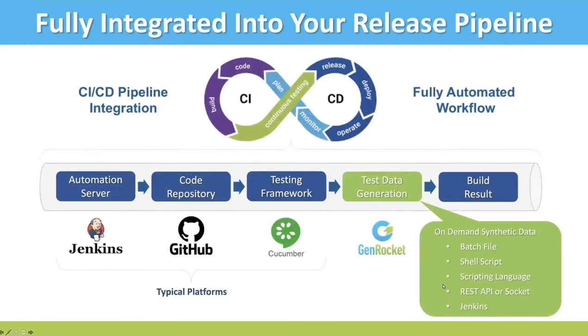And of course, the data can be fully integrated into your release pipeline. So at the time your test case needs data, it can call GenRocket, and there's many ways to integrate and call it. But for example, a batch file or a shell script or scripting language over REST API, and you get the idea. The point is that you can call it, integrate it, the data is fresh, delivered right into the test case, and then at that point, the transaction can be rolled back and the next test case can run.